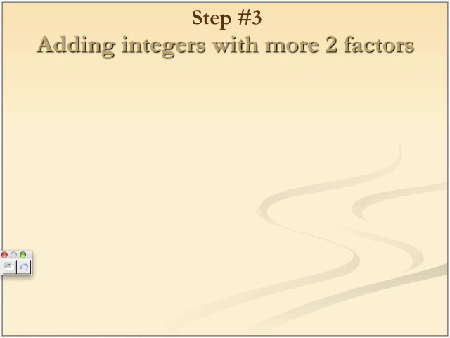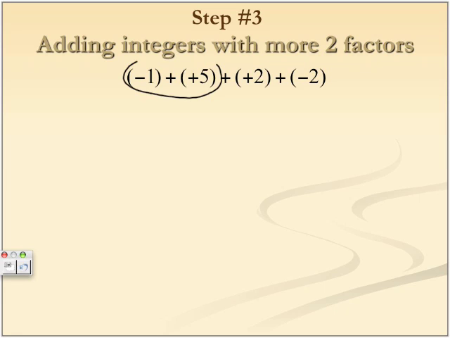Step 3, adding integers with more than two factors. So here we have negative 1 plus positive 5 plus positive 2 plus negative 2. So there's two different ways to find out the answer. The first way is adding these two together, then these two.